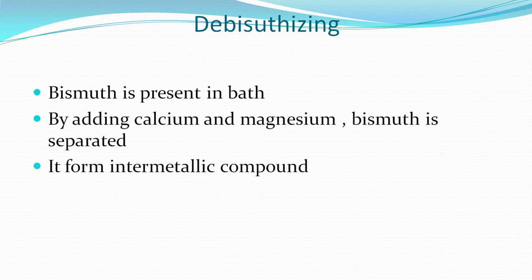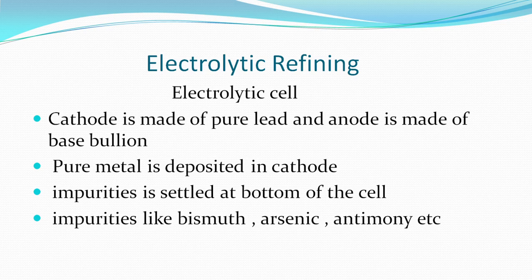Next is debismuthizing. Debismuthizing is a very simple process. In that, calcium and magnesium are added to the molten metal. As a result, bismuth is removed from the bath, forming an intermetallic compound, and finally after debismuthizing, you can see pure lead is extracted. So my friend, at the last, if some impurities still remain, the last process is the electro refining process, the most effective process, where 99% pure lead is extracted.